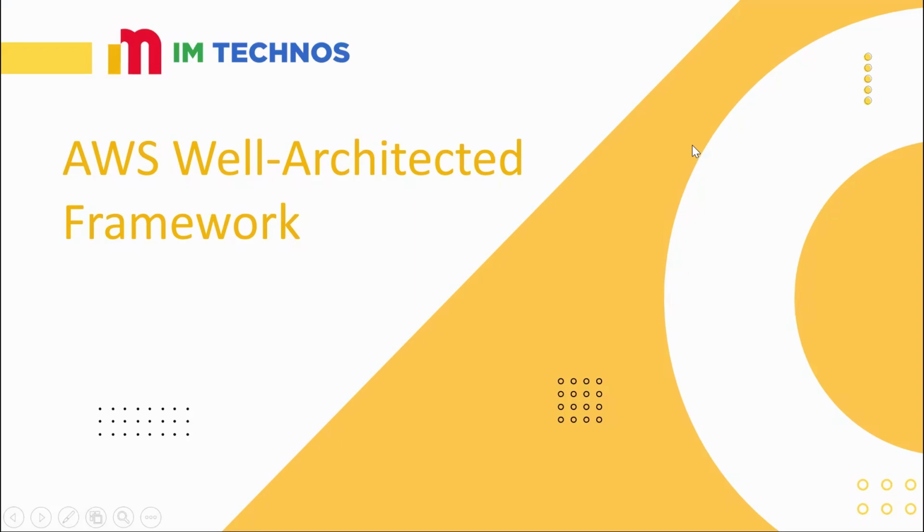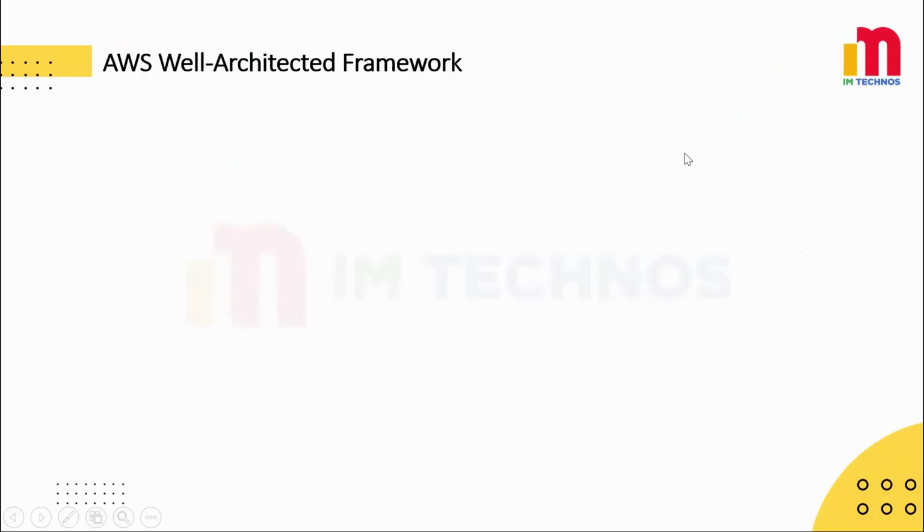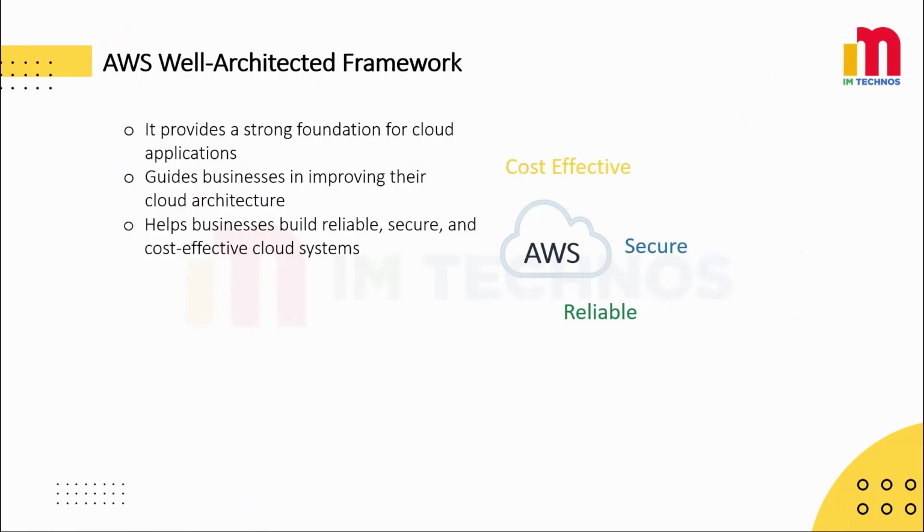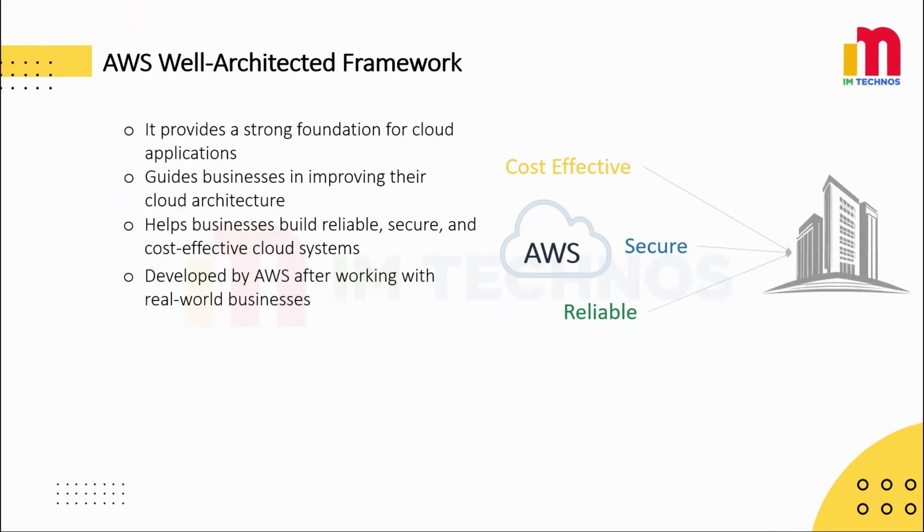Today we will break down the AWS Well-Architected Framework, a guide to building better cloud applications. So what is the AWS Well-Architected Framework? It is a guide that helps businesses build better cloud systems. It provides best practices to make sure applications are reliable, secure, and cost-effective. AWS created this framework after working with many businesses to solve common cloud problems. It helps companies check their systems, fix issues, and improve performance.